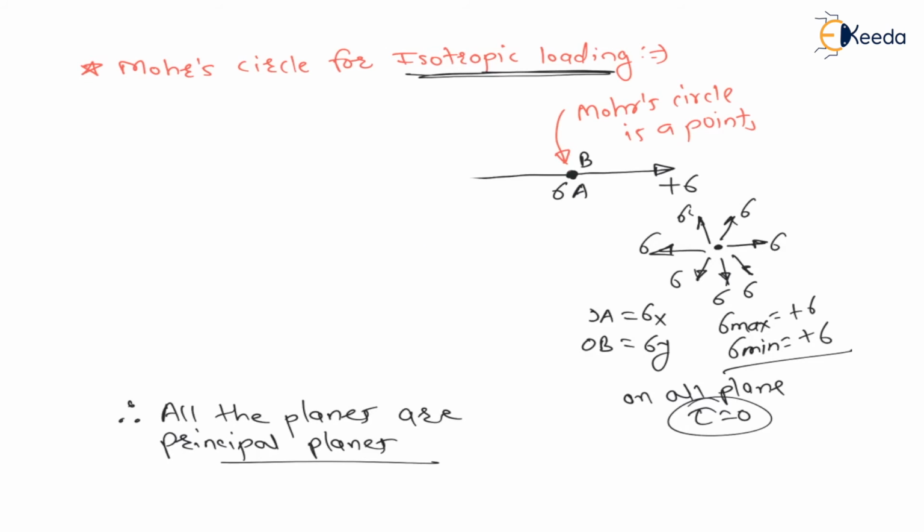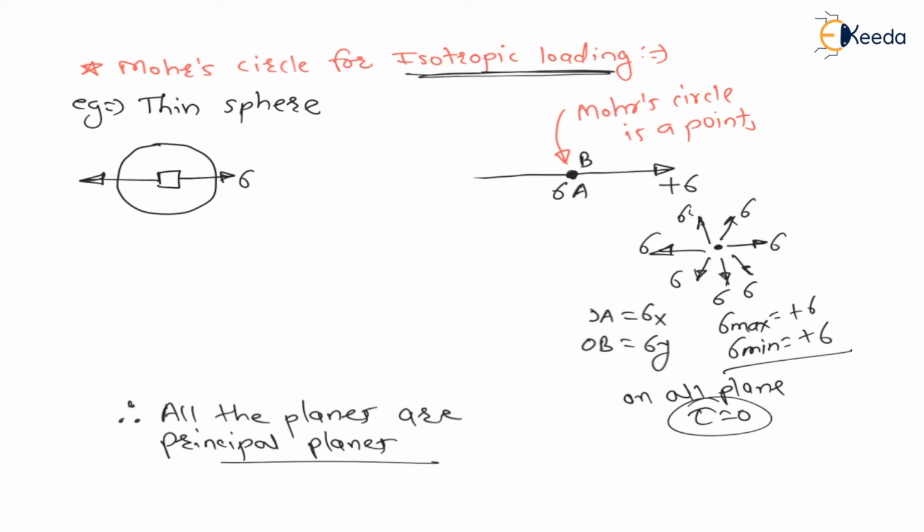Now if you remember the pressure vessel, for example, a thin spherical pressure vessel. If I consider an element on the thin spherical pressure vessel, now on this element, along all directions, along the x-axis also there is hoop stress, along the y-axis also there is hoop stress, and hoop stress is tensile only, right?